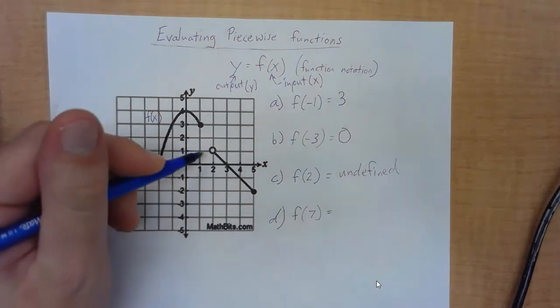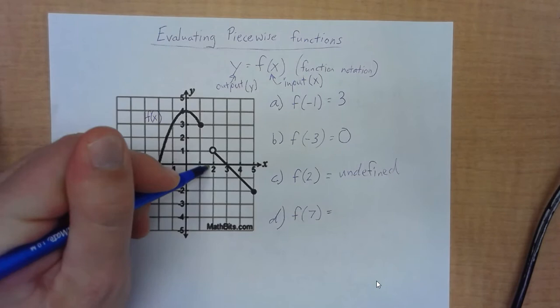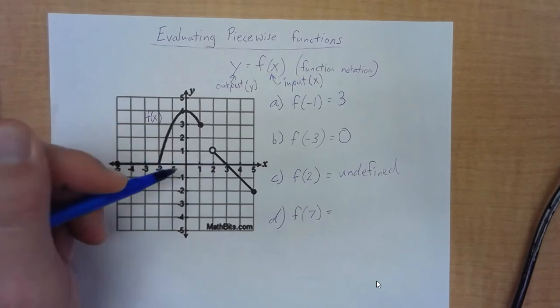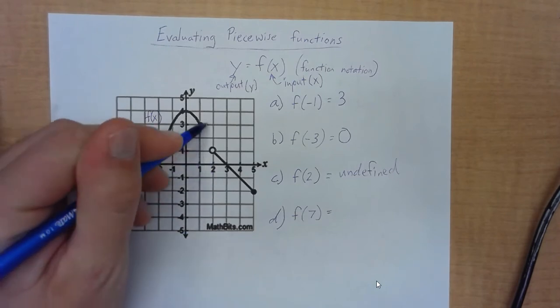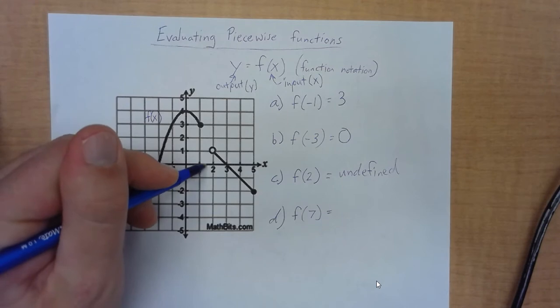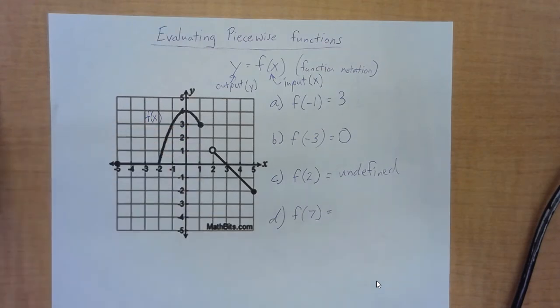It looks like between 1 and 2, the function isn't really defined. So if I asked you what the y value is when x is 1.5, well then that would also be undefined.